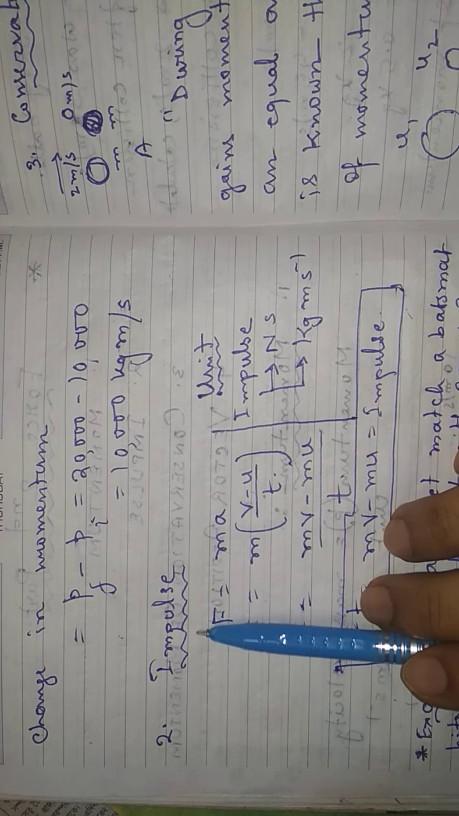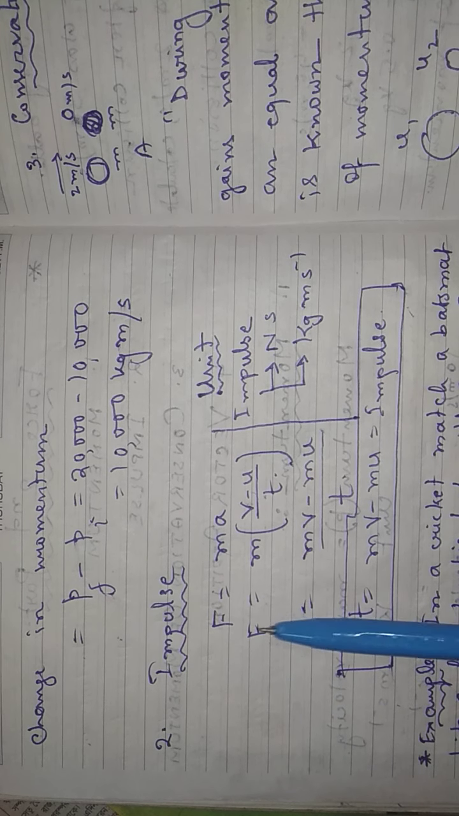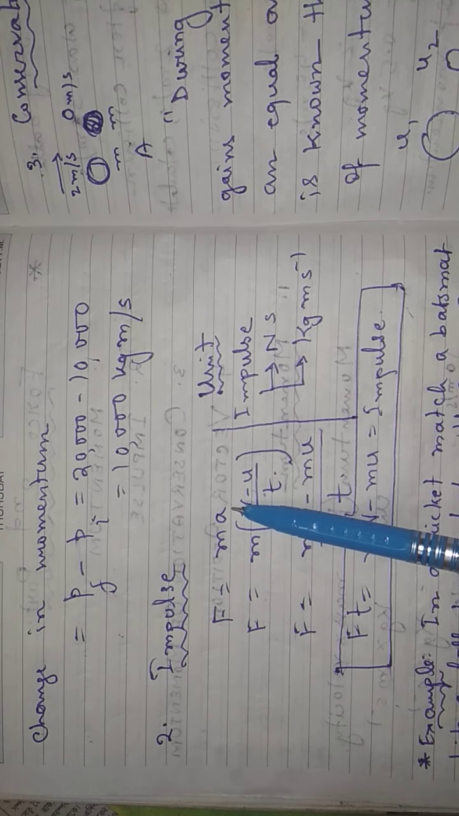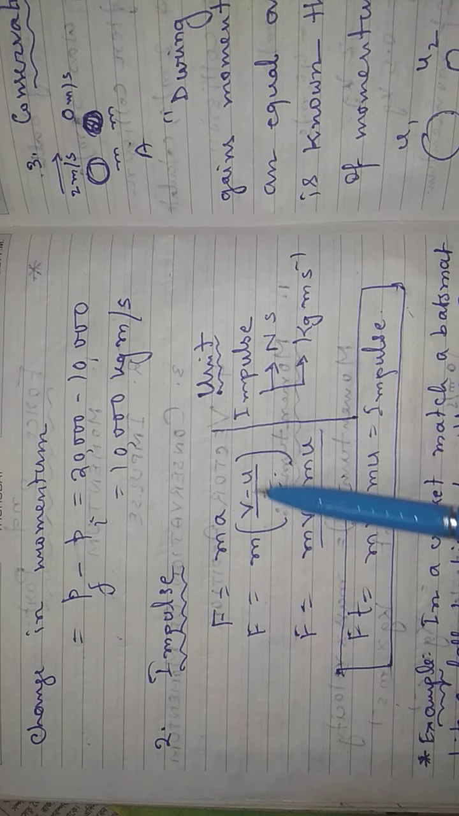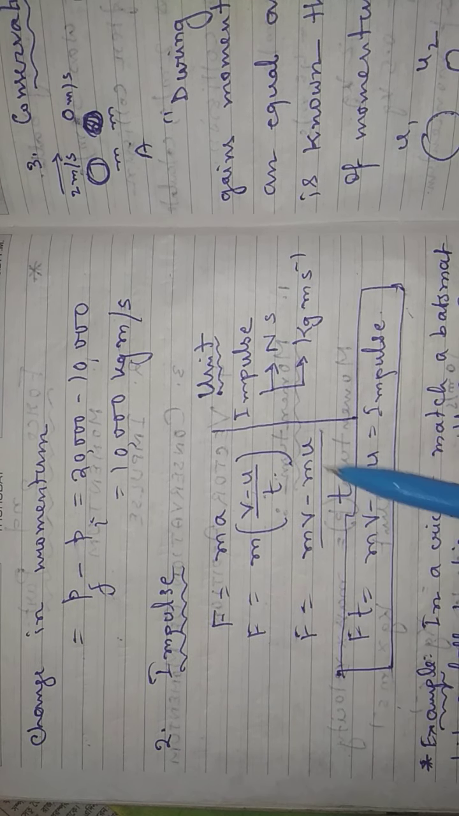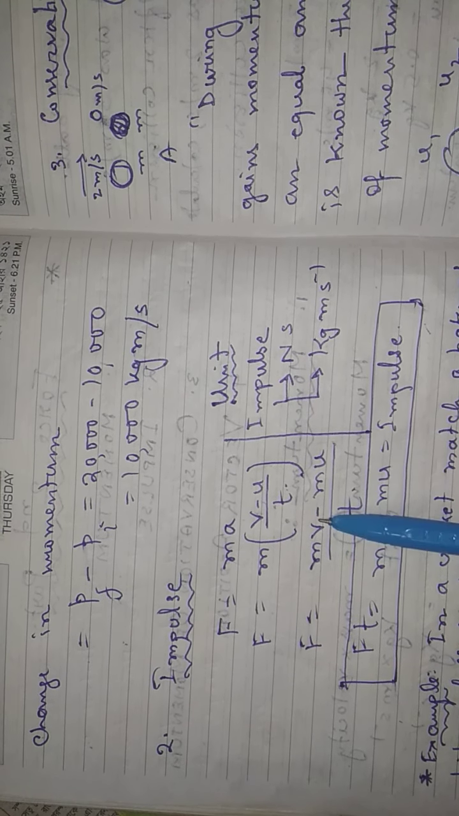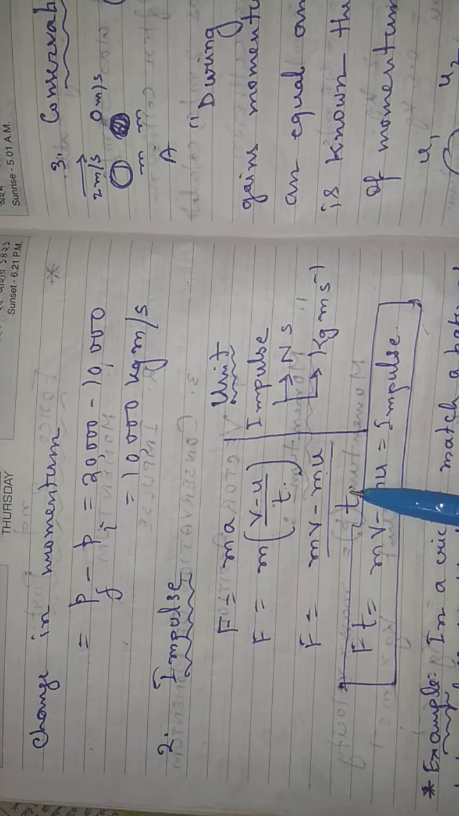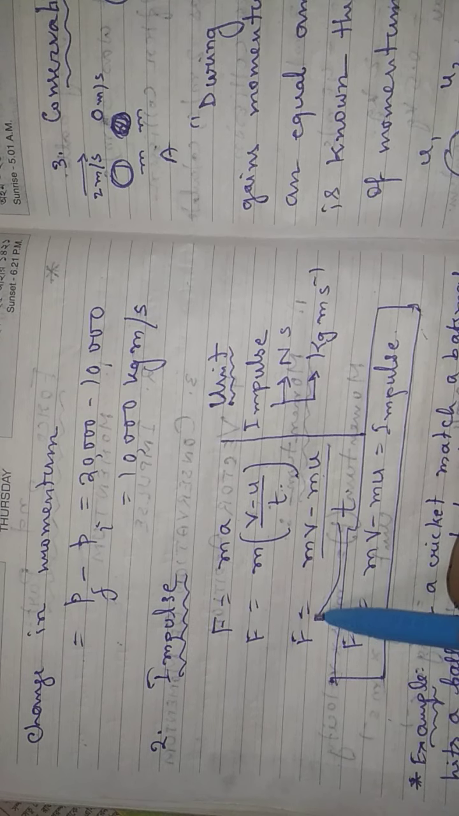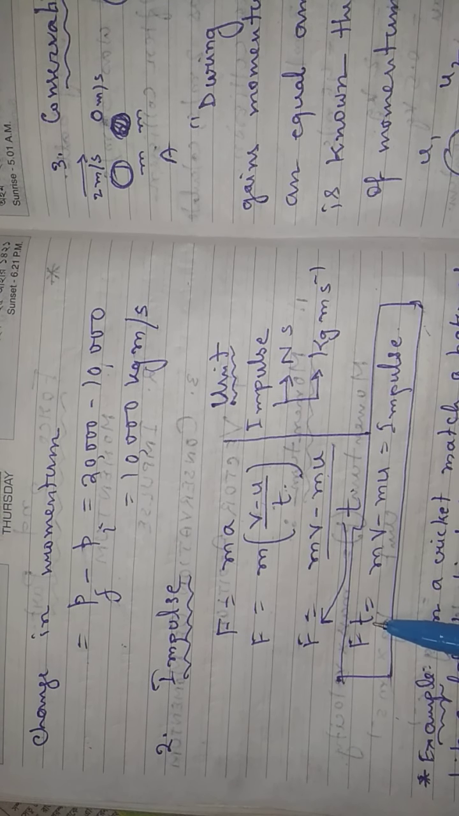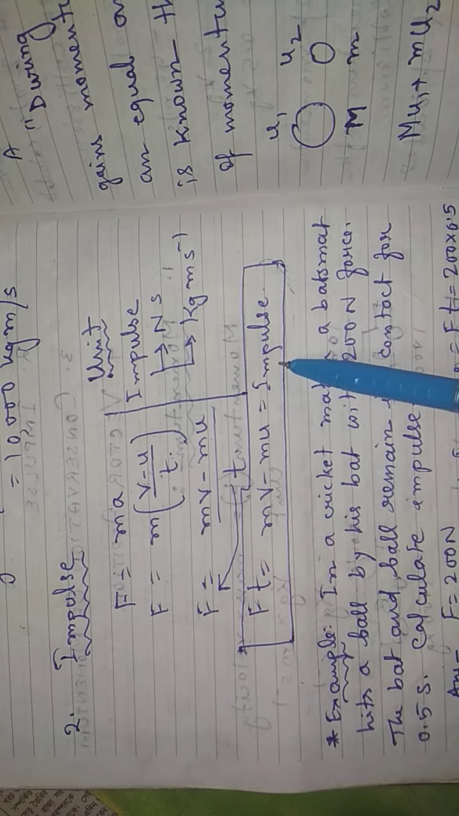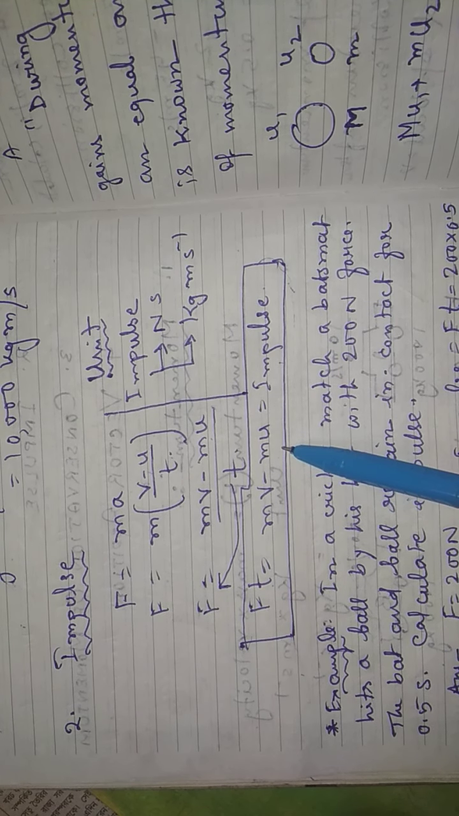Next, impulse. From the definition of force, we know force equals mass into acceleration. Now we can write acceleration as v minus u by t. If we multiply this mass with both the values of velocity, we get mv minus mu divided by t. And if I take this t and cross multiply with f, it will become f into t equals mv minus mu. This is actually known as impulse. So ft is impulse, mv minus mu is also impulse.